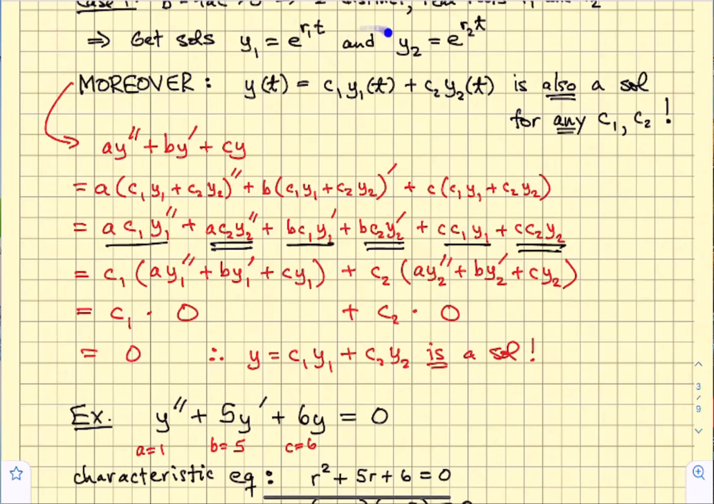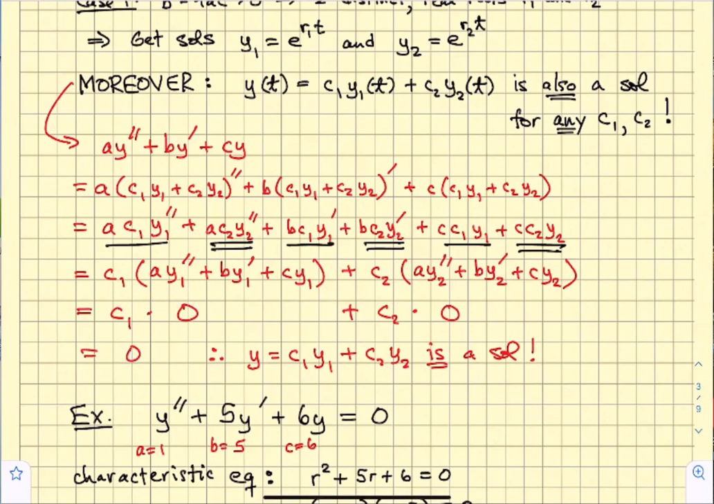y1 was guaranteed by our process above to be a solution to our differential equation star. So when we plug y1 into our differential equation, it must give us a 0. When we plug y2 into our differential equation, since it was a solution, it must give us a 0. So that means we get a c1 times 0 plus a c2 times 0. That comes out to be a 0.